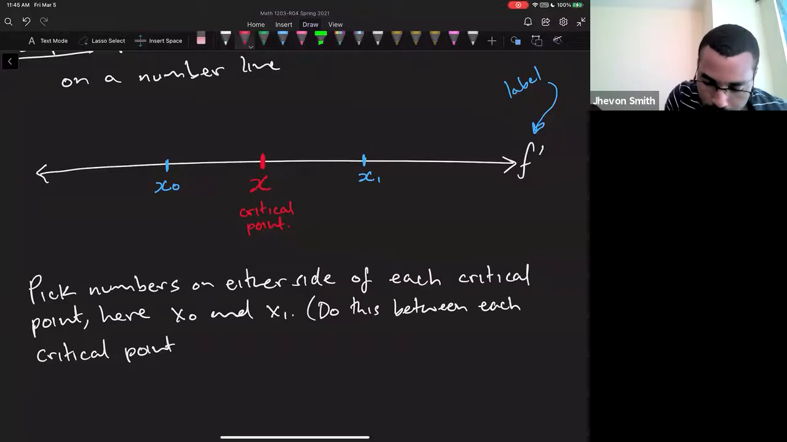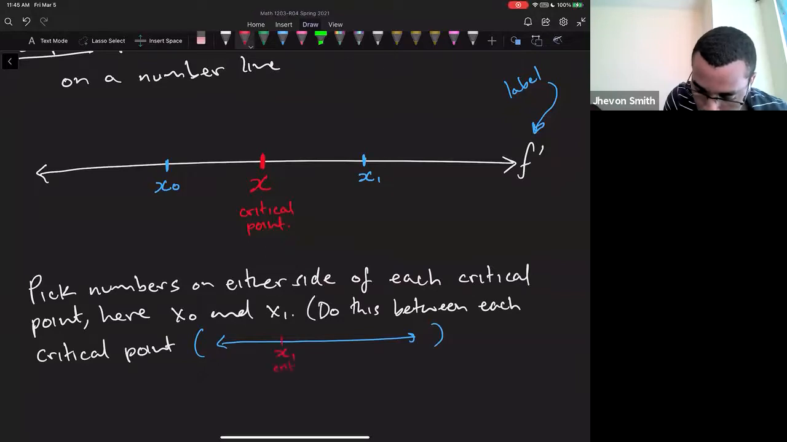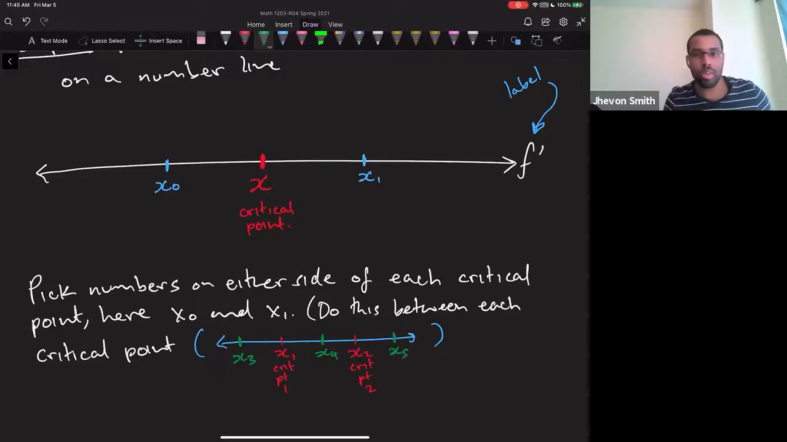So if you had two critical points, let's say you have x1, this is critical point 1, and you have another one, x2, this is critical point 2, then you should be picking at least 3 numbers here. You're going to pick over here an x3. You're going to pick in between here an x4. You're going to pick over here an x5, right? You want to be on either side of each individual critical point, right?